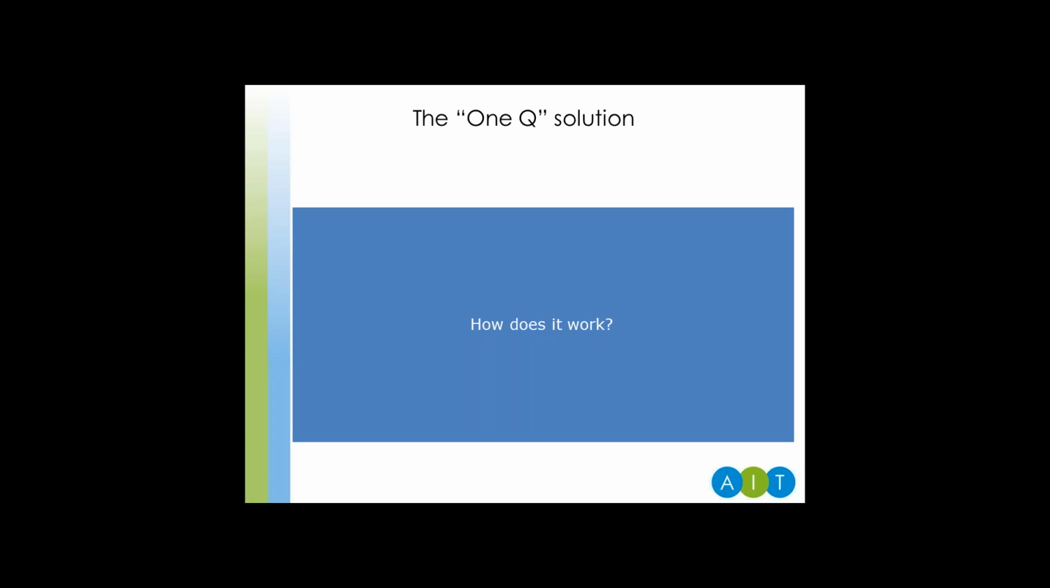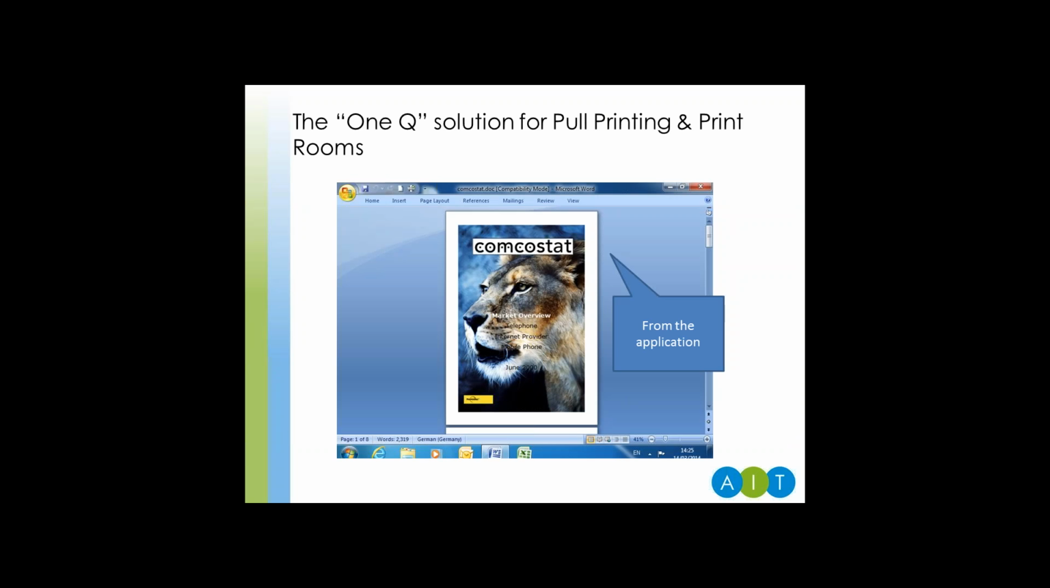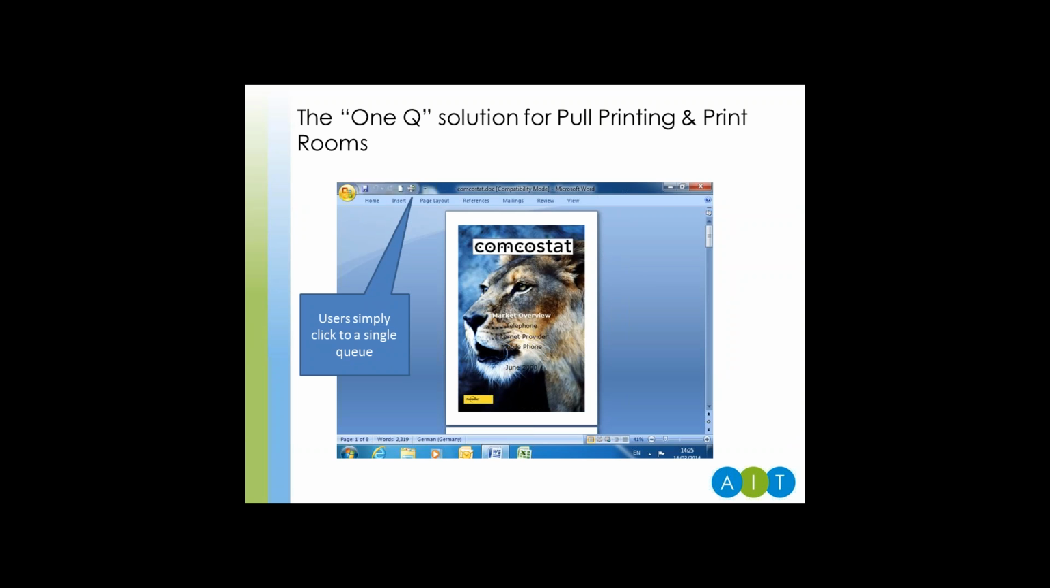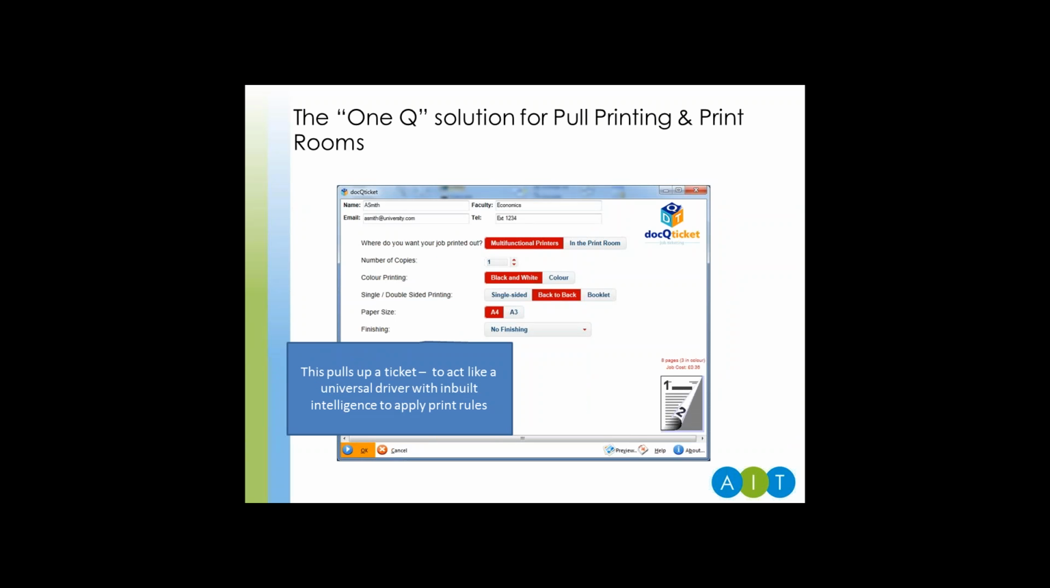So how does this work? I'm just going to run you through an example now. There are a few different ways in which a user can submit a job to the print room, but what I want to show you first of all is the file and print method. We have a user here with an application open, and all they do is go to the normal file and print, and this will pop up our job ticket. It looks to the user like it's just a regular driver.